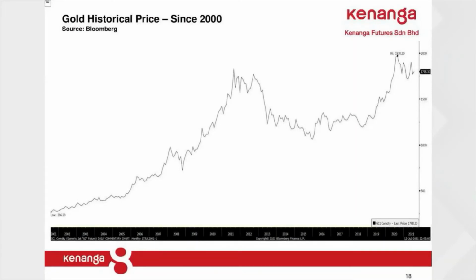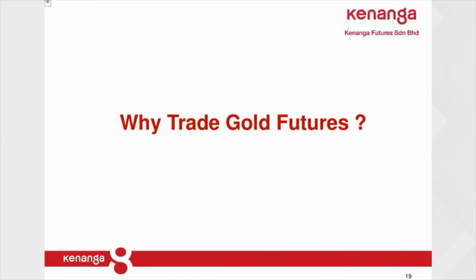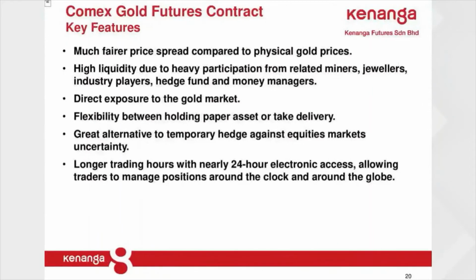And this is the price of gold movement for the last 20 years. As you can see, in early 2000 it was just around 200 plus. Now it's already 1,007. But of course, I think this is after 2 or 3 market cycles. So it's very fantastic for gold. Of course, the next part: why trade gold futures, or why should you hedge in gold futures?